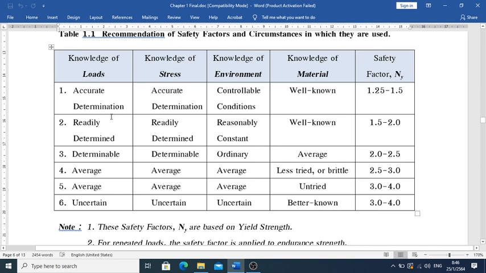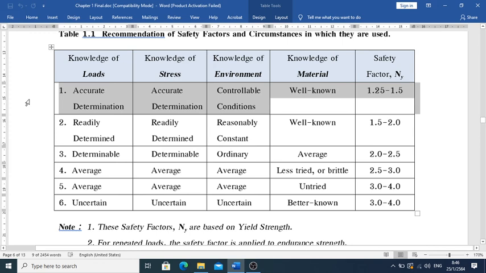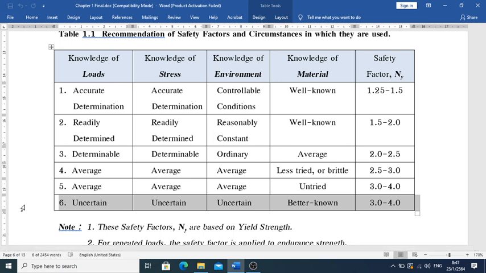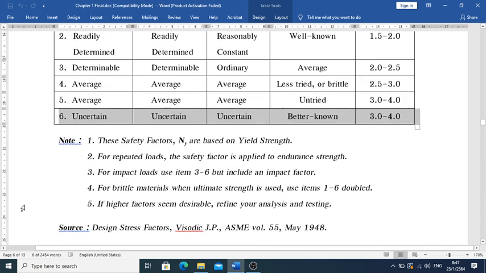For instance, like line number 1, if we know everything, which is typically something we never find, that is very difficult. Everything known exactly is impossible, so we use 1.25 up to 1.5, things like that. Typically number 6 is going to be uncertain, estimated to be about 3 to 4, things like that. And if we still doubt it, we add some more factors on it.